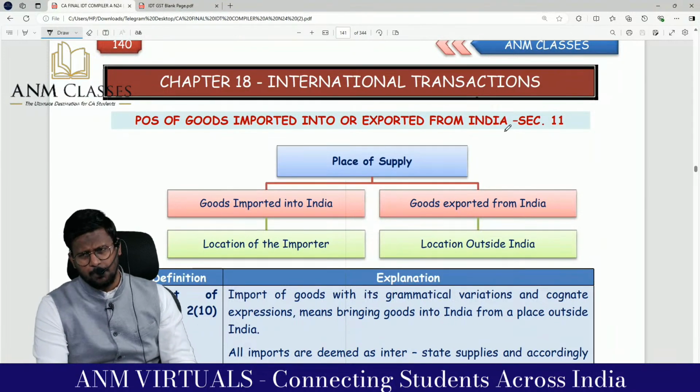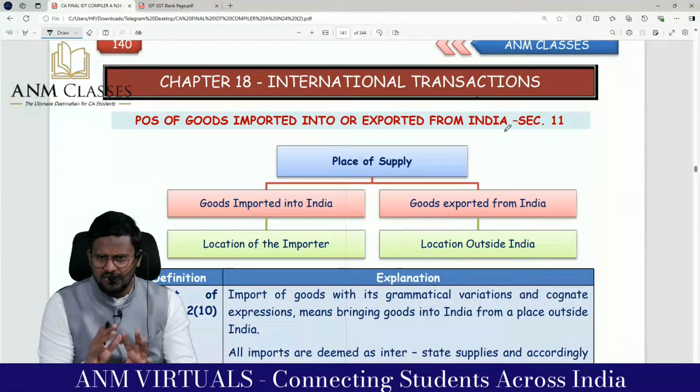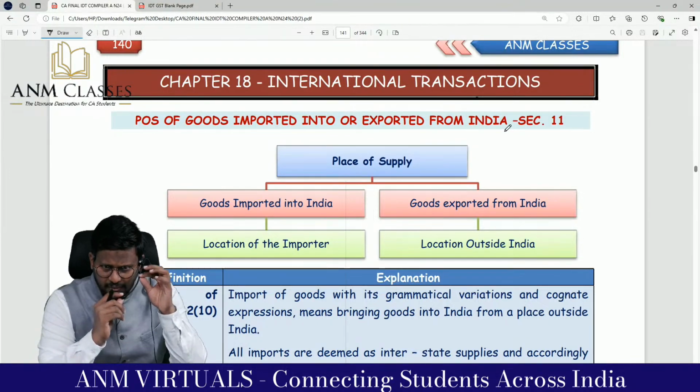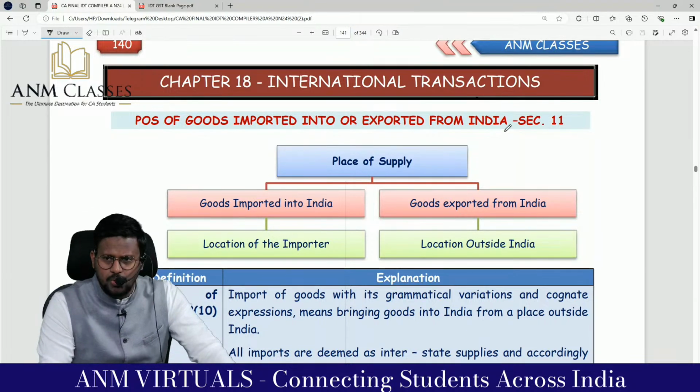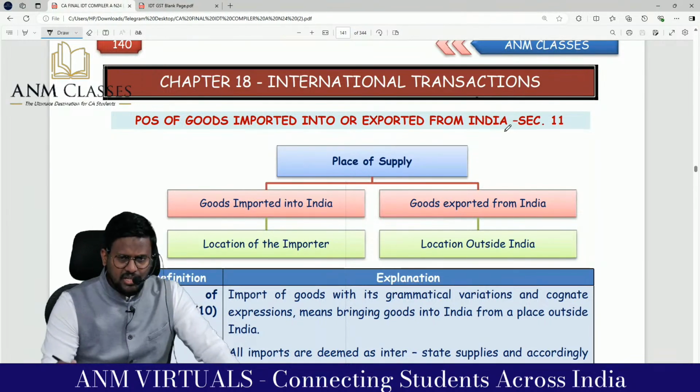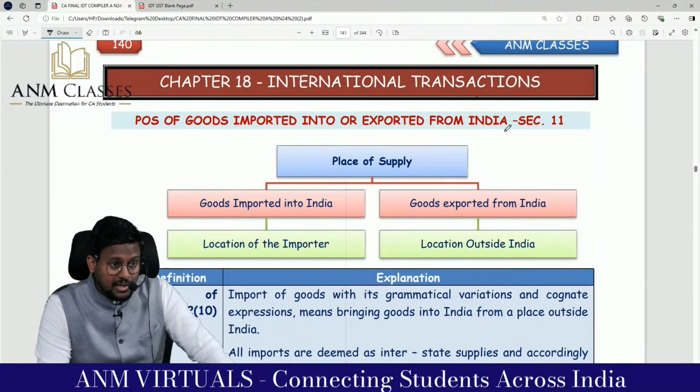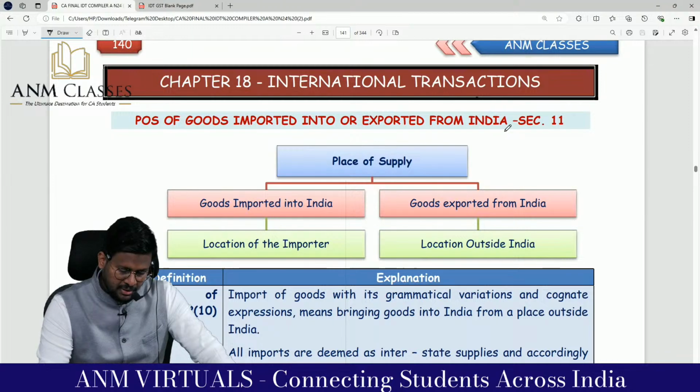In place of supply, in the inter portion, section 10 and section 12 come together. We are doing section 11 and section 13, which is exclusively there for CA final. Section 10 is domestic transaction. Section 11 is international transaction of goods.